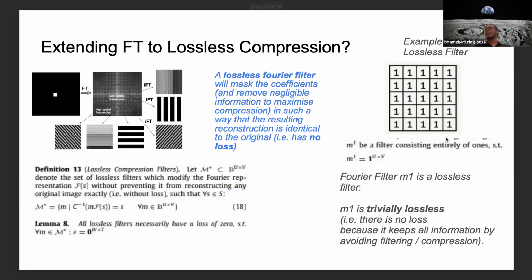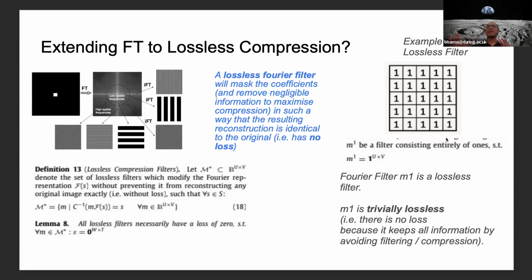Right. So how do we extend this then to lossless compression? A lossless Fourier filter will mask the coefficients and remove negligible information to maximize the compression in such a way that the resulting reconstruction is identical to the original and it has no loss. That's what we're going for with the lossless Fourier filter.